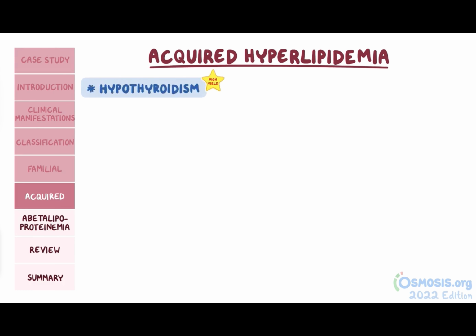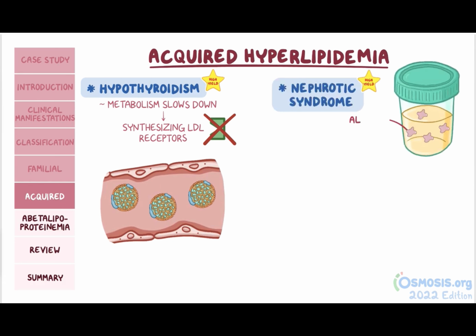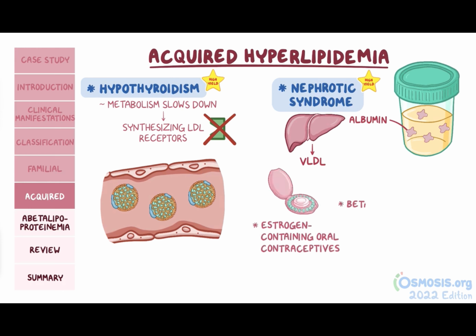In hypothyroidism, the body's metabolism slows down. This includes synthesizing LDL receptors. Without LDL receptors, LDL particles can't return to the liver, so they lurk in the blood. In nephrotic syndrome, plasma proteins like albumin are lost in the urine. In an attempt to compensate for the decrease in plasma protein, the liver starts making VLDL. Through various mechanisms, certain groups of medications can also cause hyperlipidemia. These include estrogen-containing oral contraceptives, beta blockers, and thiazide diuretics.